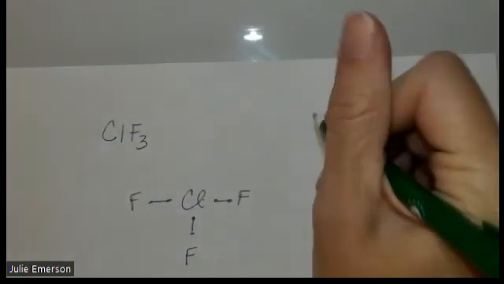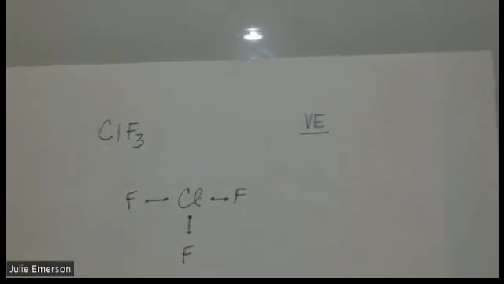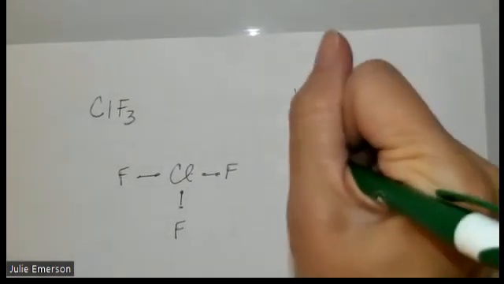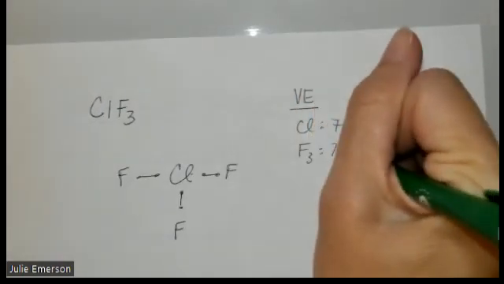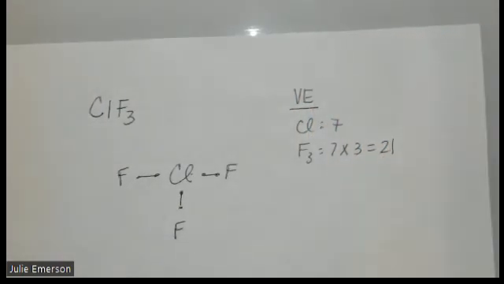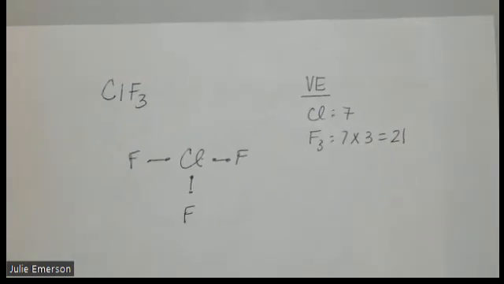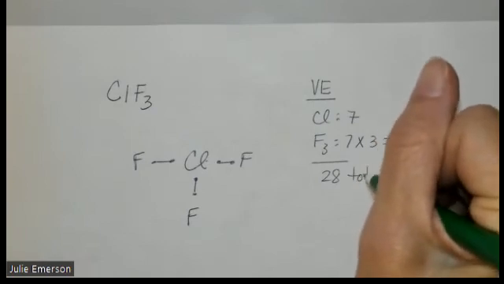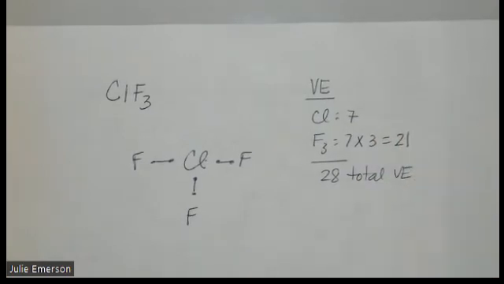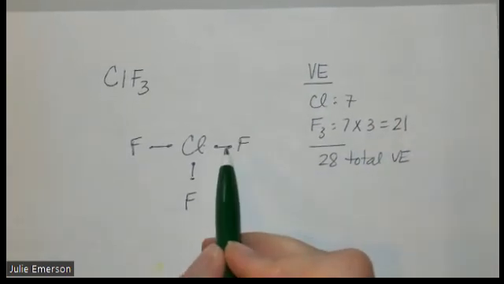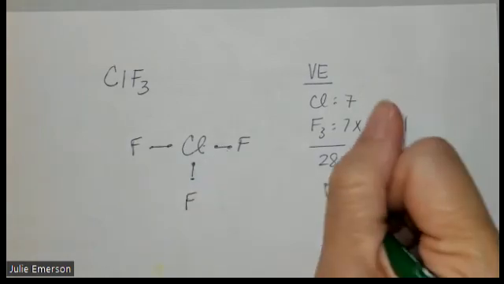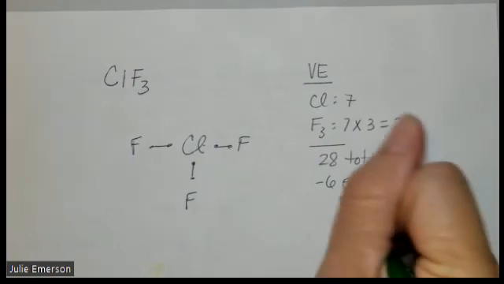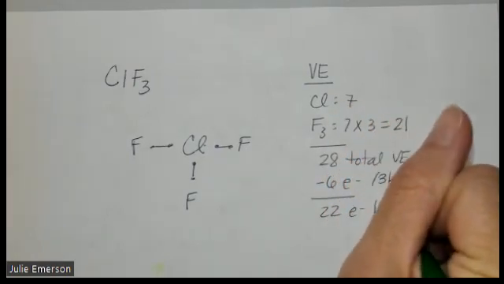All right, now I'm going to go and look at my valence electrons. So valence electrons here, chlorine, group 7, fluorine, also group 7. So 3 fluorines means I really have 21 electrons from all 3 of those. Plus another 7 from the chlorine means I have 28 total valence electrons. Again, that's my number. Now, how many have I used? 2, 4, 6. I've used 6 electrons in those 3 bonds. So I have 22 electrons left over.